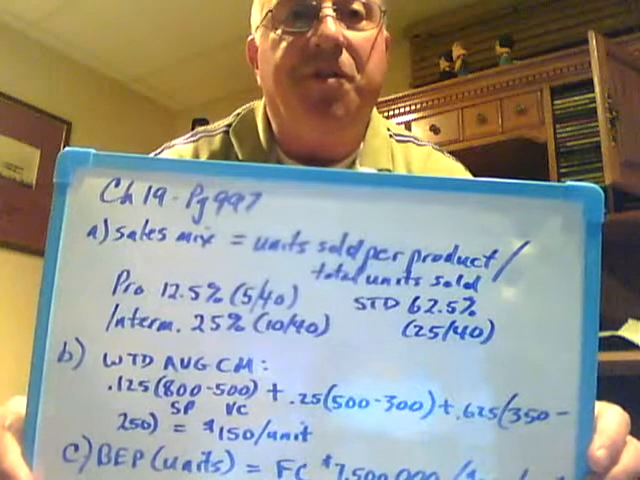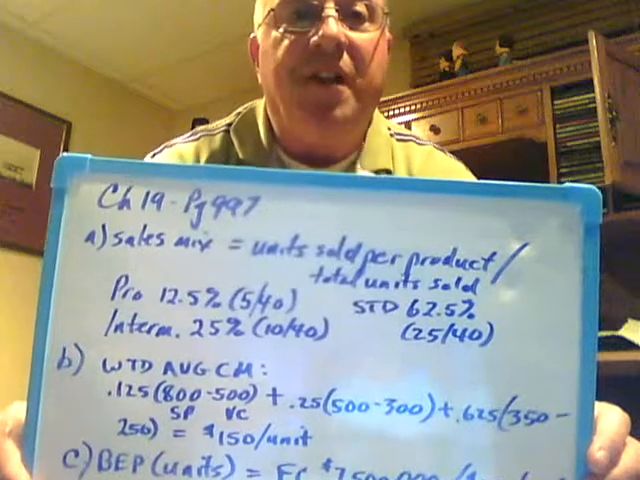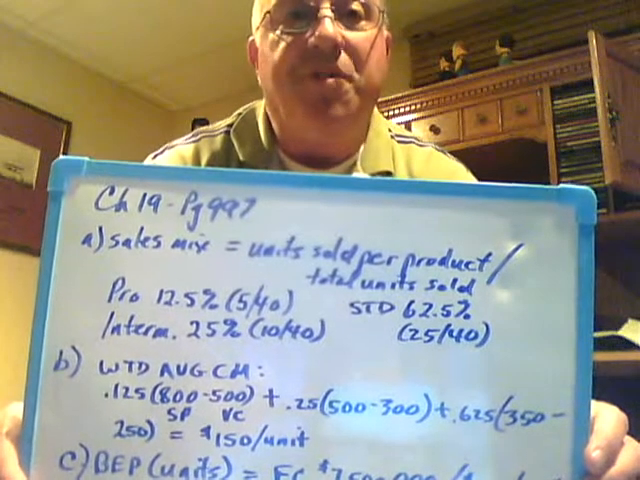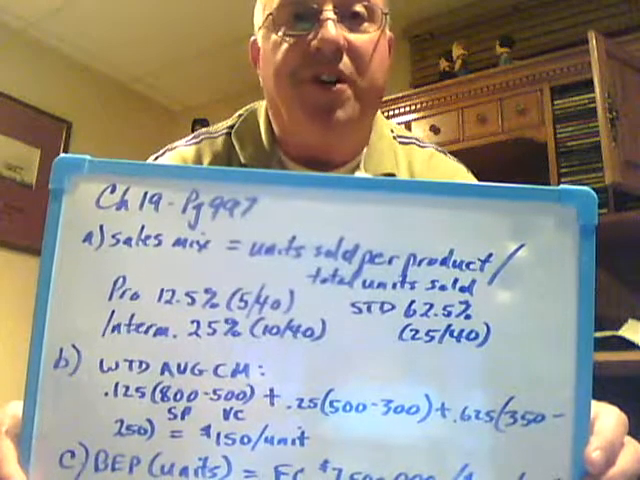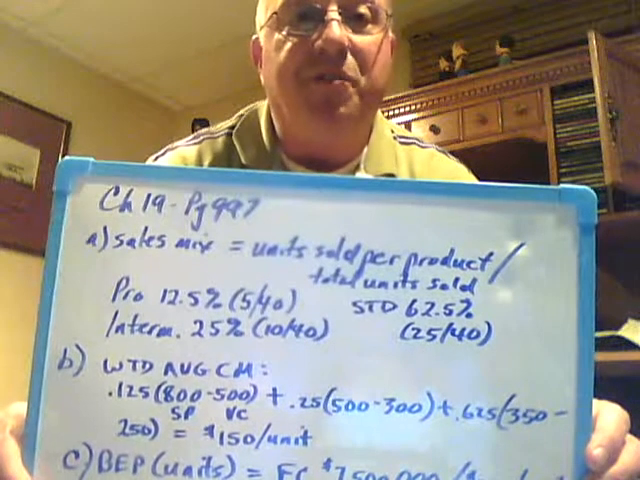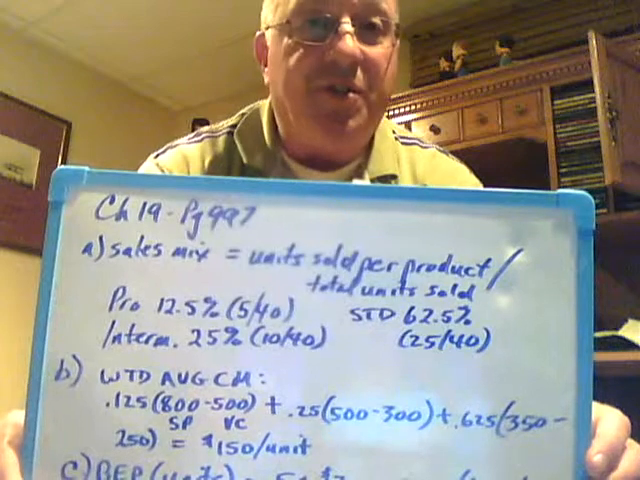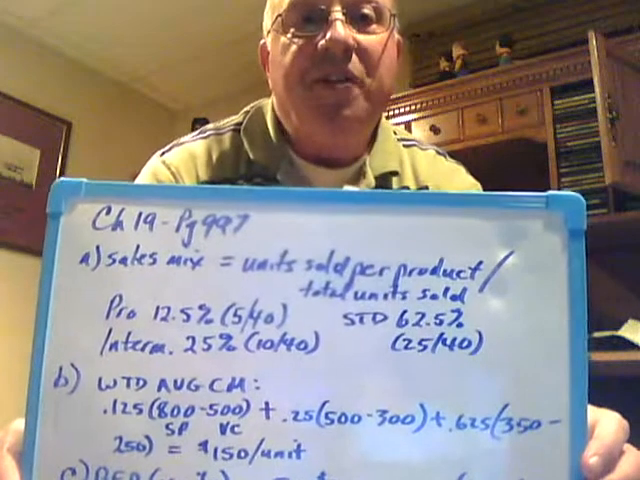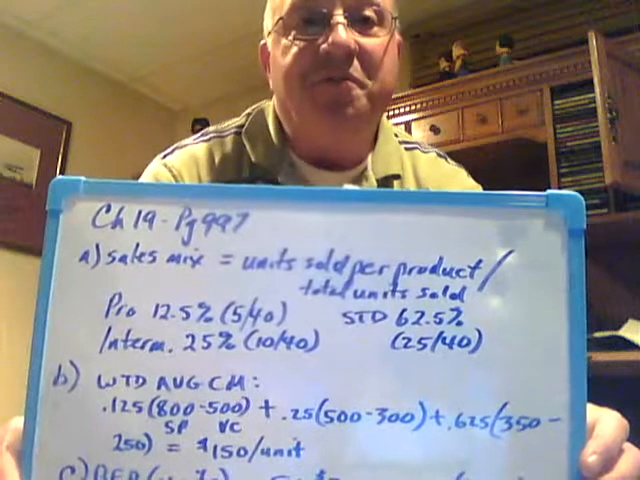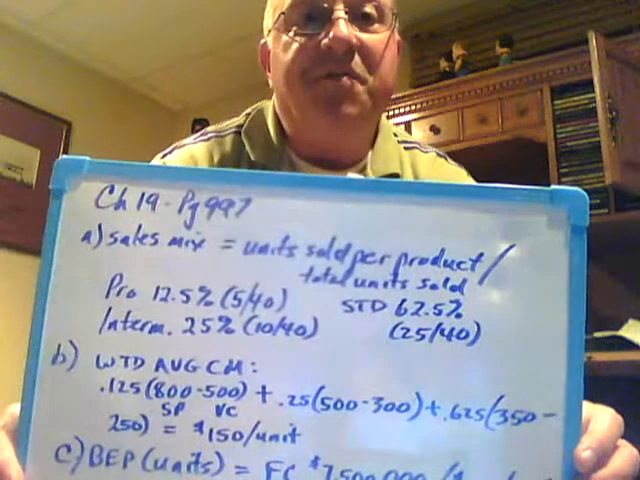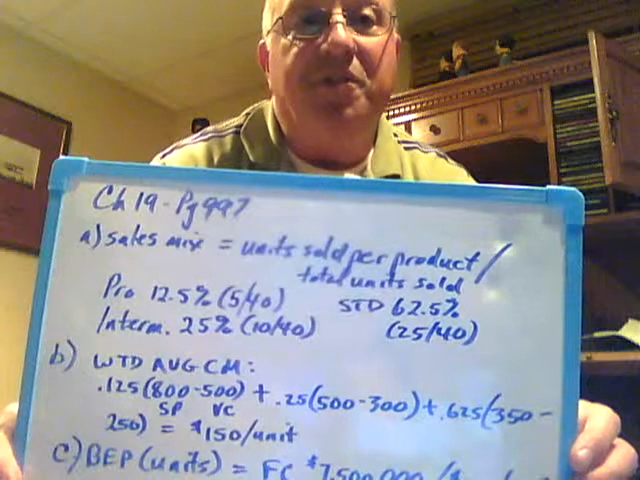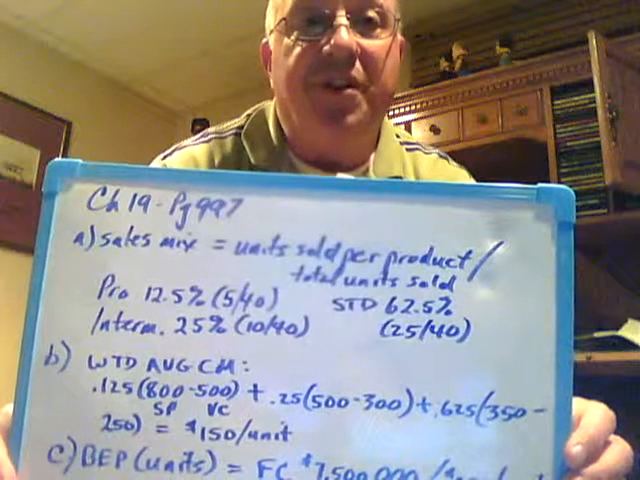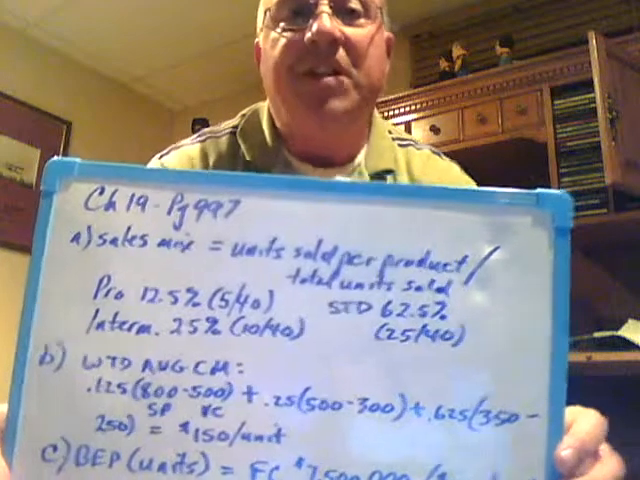So what we need to do is work with those percentages, and then for each product multiply their percentage of the sales mix times the difference between their selling price and their variable cost, or their unit contribution margin. And we got that information up above, which shows that for the Pro, we're looking at a selling price of $800 per unit, variable cost of $500, and we multiply that difference, 800 minus 500, which is the contribution margin, times the 12.5% share, or 0.125, I'm sorry.